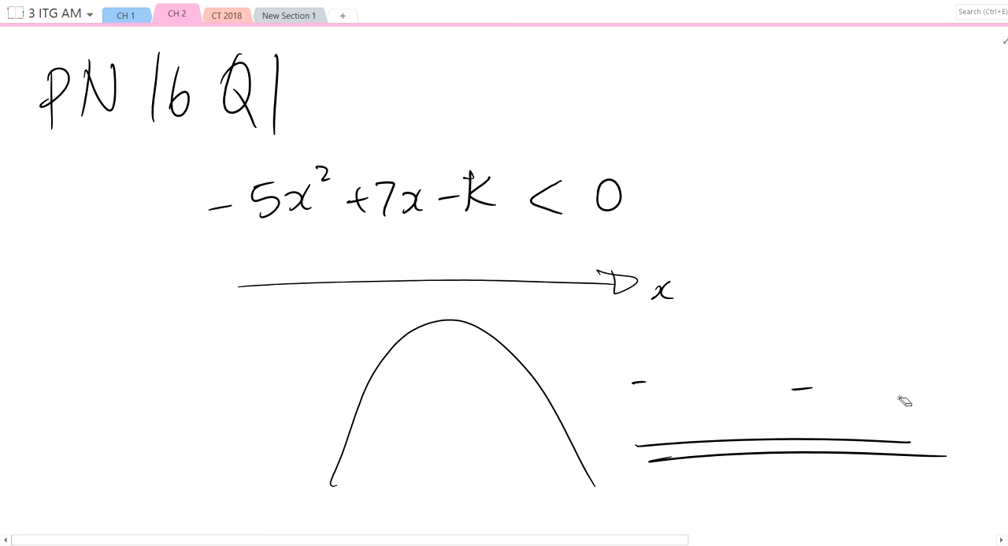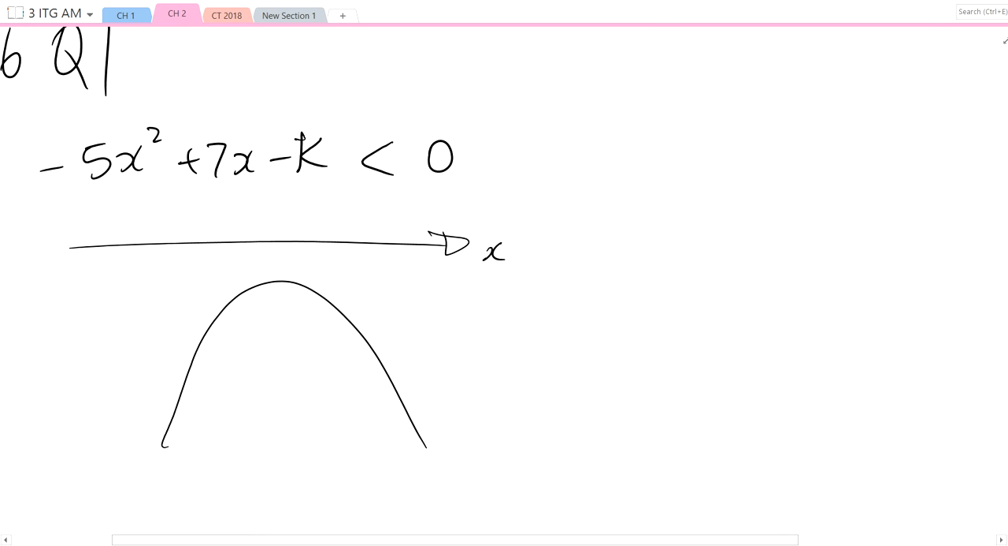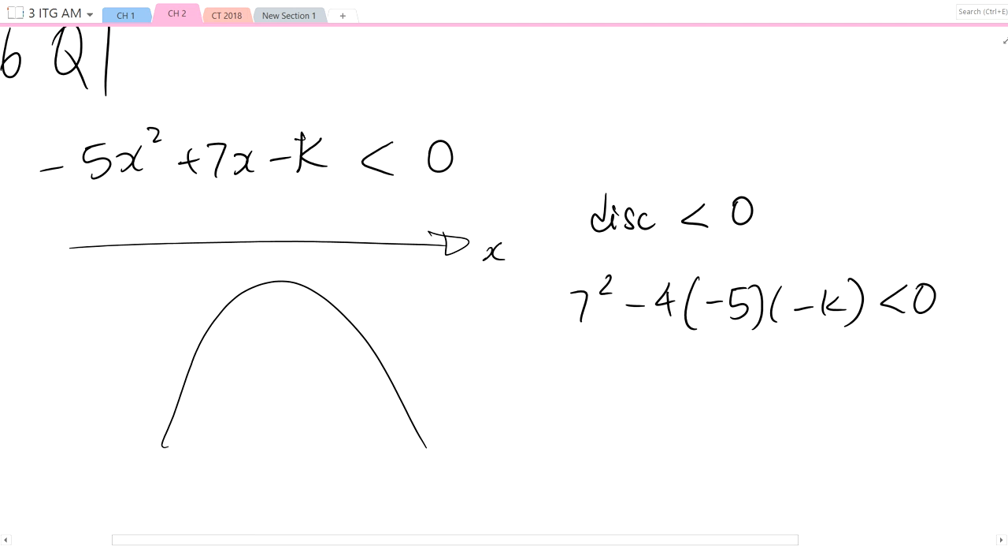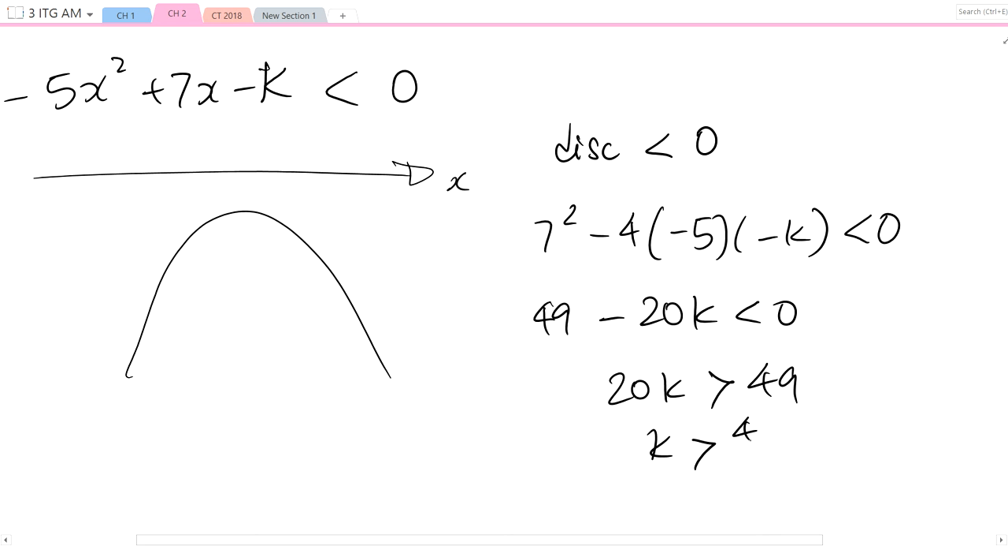Okay, so now what can you tell me about the discriminant? Discriminant is less than 0. Why is it less than 0? Because no real roots. It does not touch, it does not intersect my x-axis. So discriminant is given by 7 squared minus 4 times of -5 times -k. And this is supposed to be less than 0. Okay, so continue. 49 minus 20k less than 0. 20k is greater than 49. K is greater than 49 over 20.